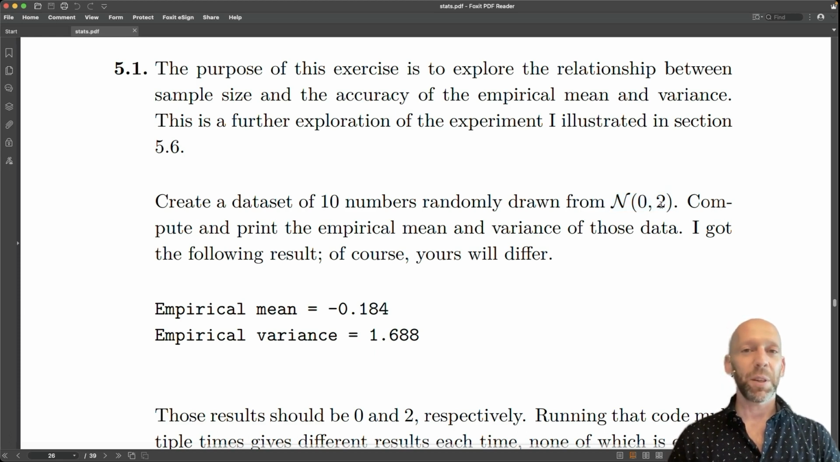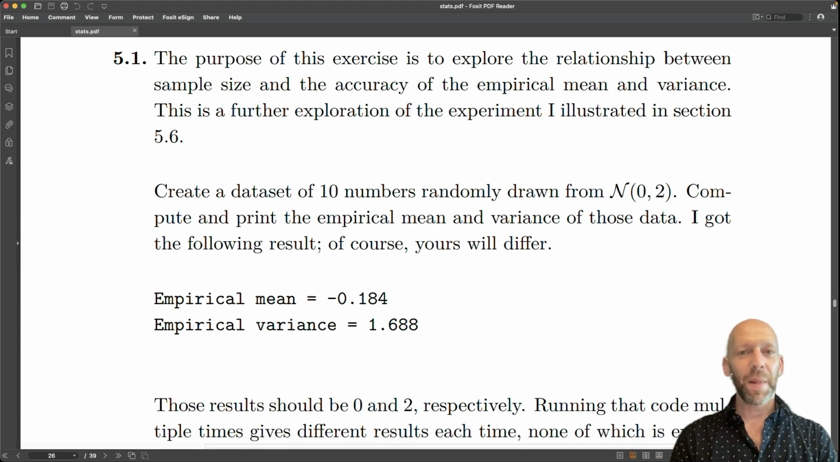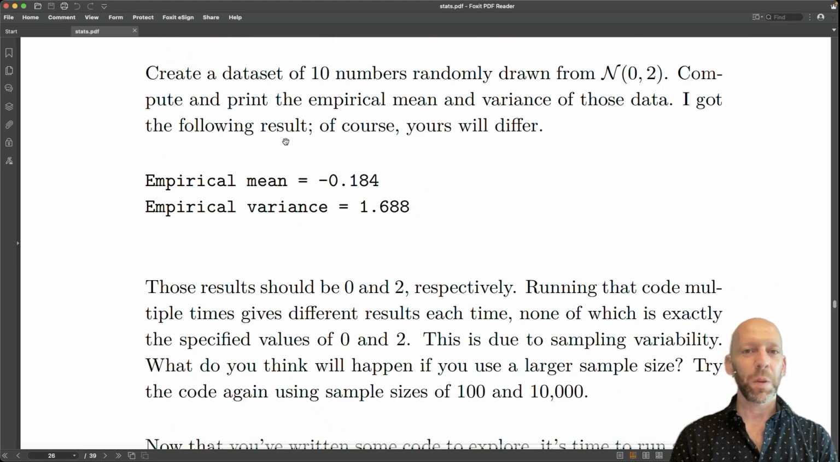But any individual sample randomly drawn from this distribution is not guaranteed to have exactly these same characteristics. They should be roughly close, but not exactly the same. And so that is the main point of the first part of this exercise. So compute and report the sample mean and the sample variance of 10 numbers randomly drawn from this population.